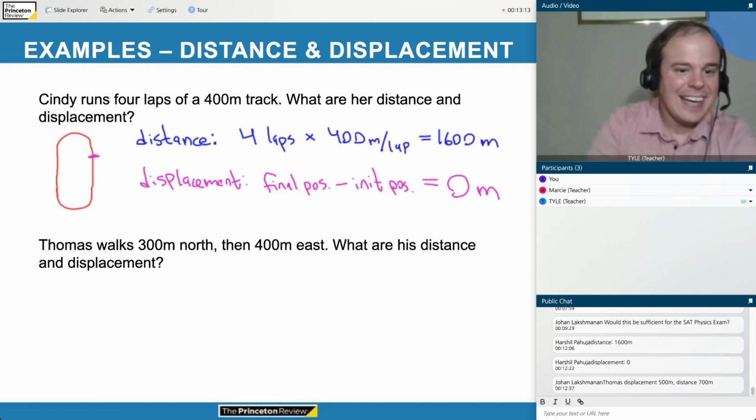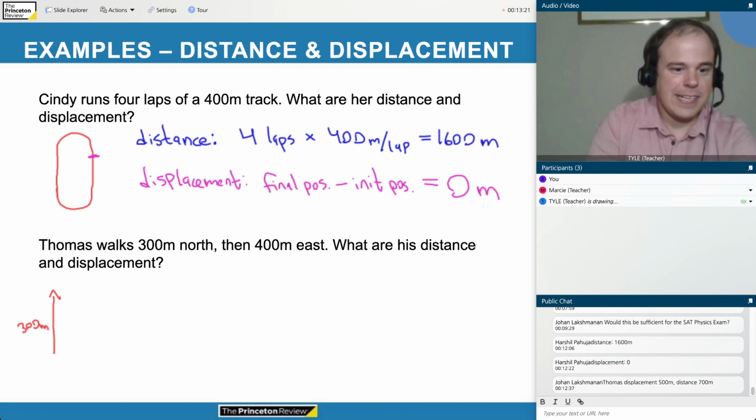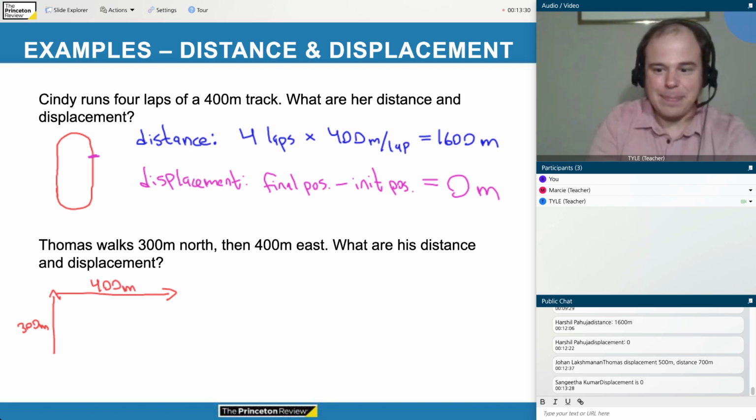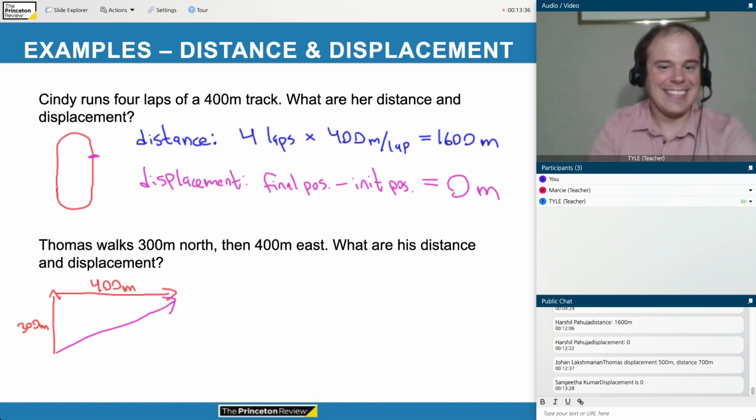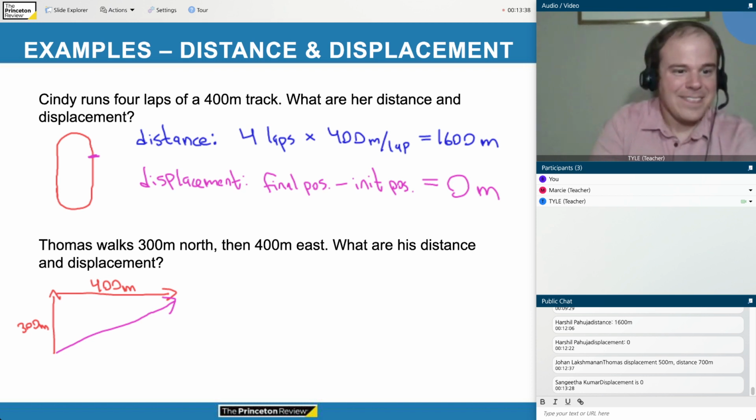All right, now let's do Thomas. I'll start by drawing a picture. Always a good place to start. Thomas walks 300 meters north, which I'll represent as upwards on the whiteboard. And then he walks 400 meters to the east. So what are his distance and displacement? All right, fantastic. I love all the feedback we're getting in the chat. Thank you. All right, lots of right answers in there.